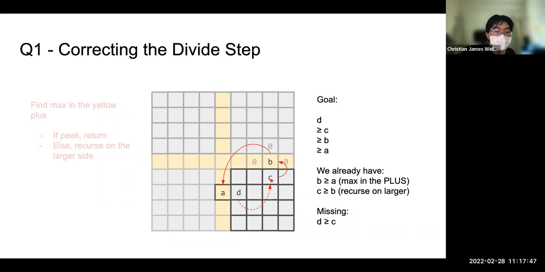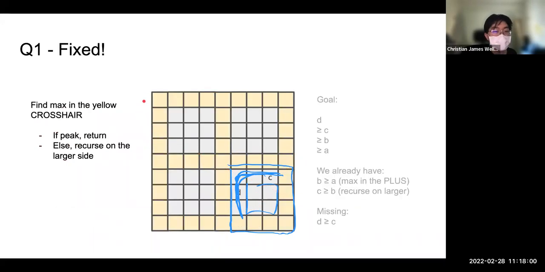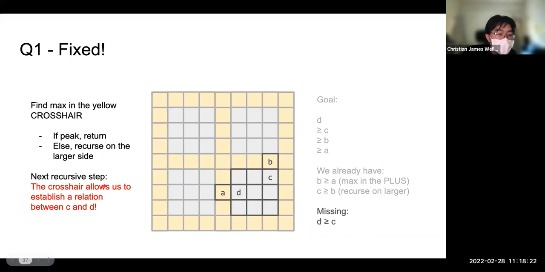So this is the fundamental problem in our current design. The idea is that we want to maintain a relationship between D and C. Somehow we want to connect this D and C. So how to connect D and C is by introducing borders. Rather than just finding the max in a plus, you find the max in this crosshair. I don't know how to pronounce it. Crosshair, I'm just going to say crosshair. So you include the borders, and the next recursive step will allow us to establish a relationship between C and D.